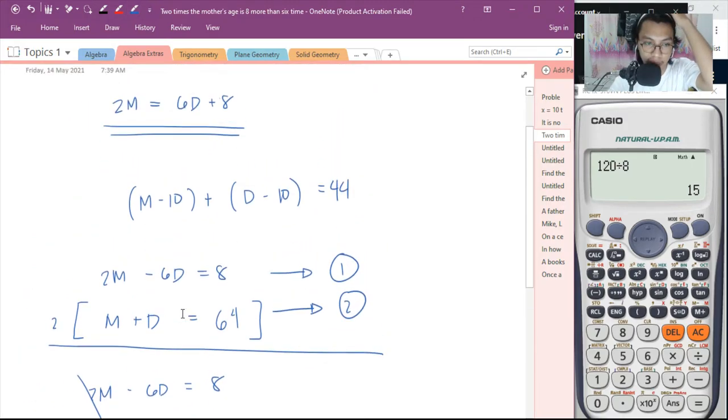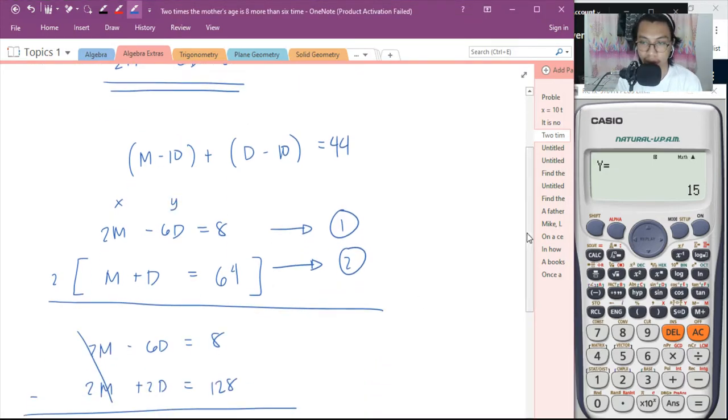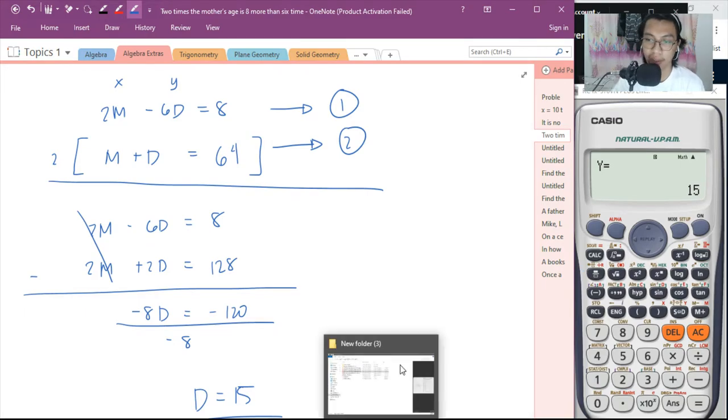Sir, may shortcut po dyan. Yes, balik ka dito sa two equations, two unknowns. Mode. Okay, mode. Tignan mo dito. Complex stat equation. So, mode 5. Tignan mo dyan yung linear equation, two unknowns. So, that is 1. Mode 5, 1. Ilagay mo yung coefficient nung nasa taas, 2m. Okay? Negative 6, tapos 8 yung nasa dulo. Sa baba, that is 1. That is 1. 64. You just press equal. So, x, you let this as x, yung mother's age is 49, and sa daughter will be 15. Okay? Ganun lang po kadali yun. Kapag board exam, gamitin niyo yan. Okay? Very basic po.